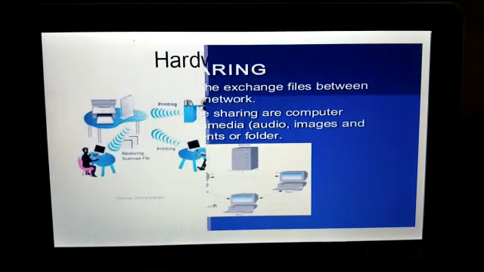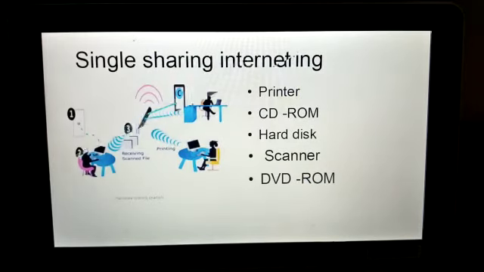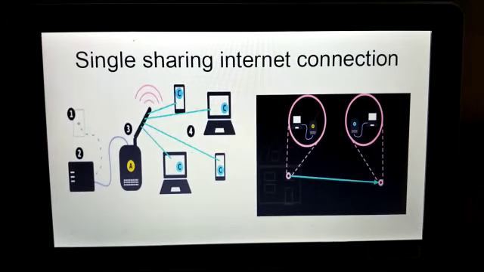File sharing, hardware sharing, single shared internet connection diagram.